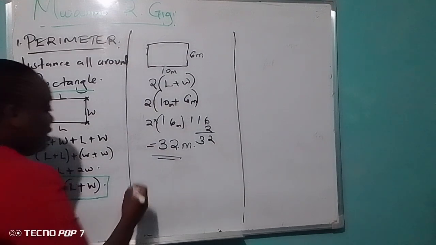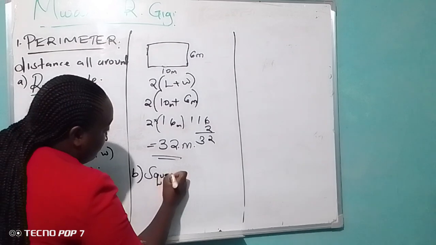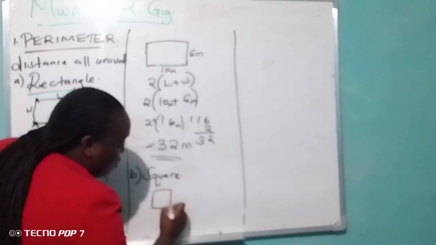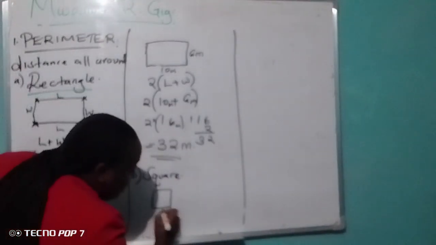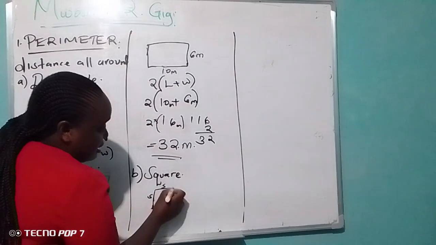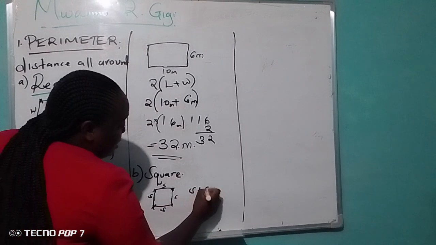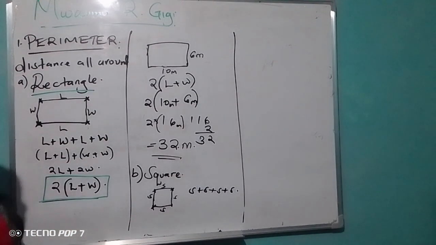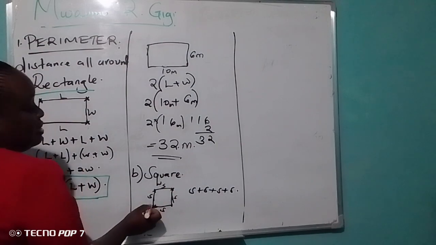Okay, let's go to the next object. B. We have a square. Perimeter of a square. Square, all sides are equal. So we are going round from here. Si ndio? S plus S plus S plus S. Side. 4 sides. Ziko na 4 sides. S plus s plus s plus s. Sawa sawa?